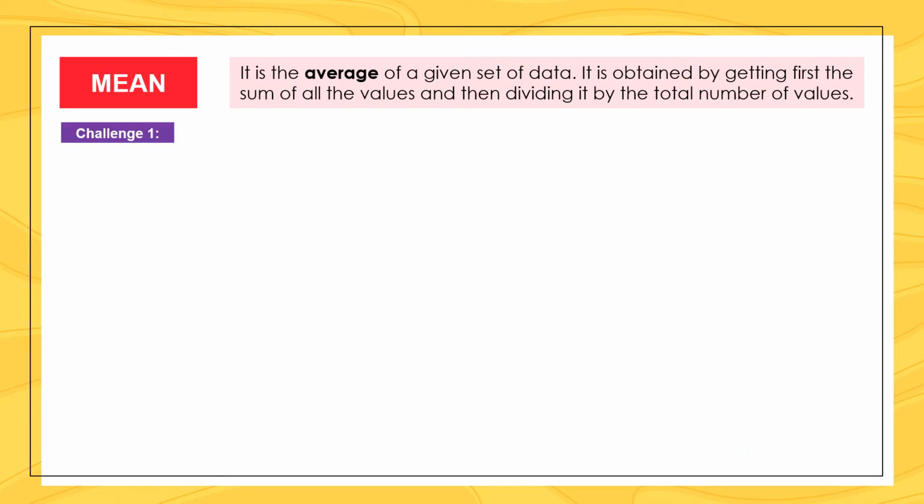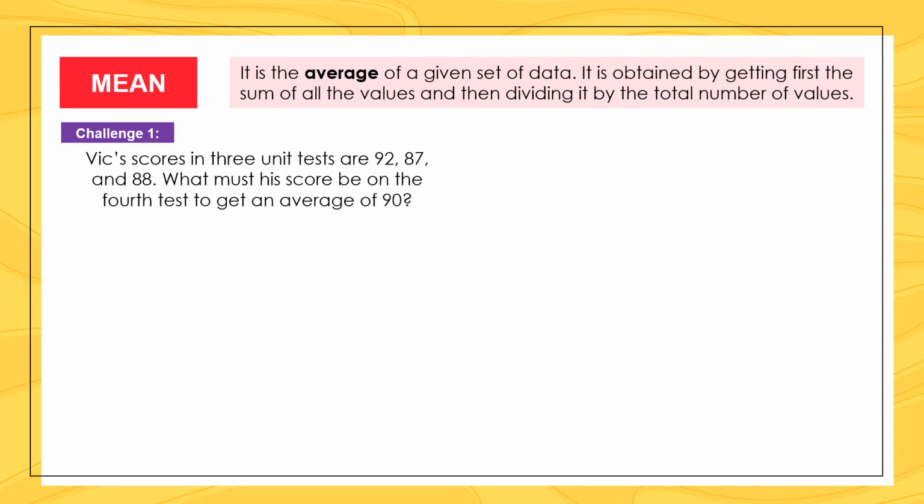Of course, mean might be easy because you're just adding all the data and then dividing it by the number of data. But let's try to have a challenging question. Vic's scores in the 3 unit tests are 92, 87, and 88. What must his score be on the 4th test to get an average of 90?